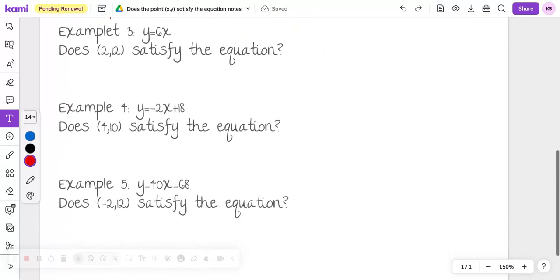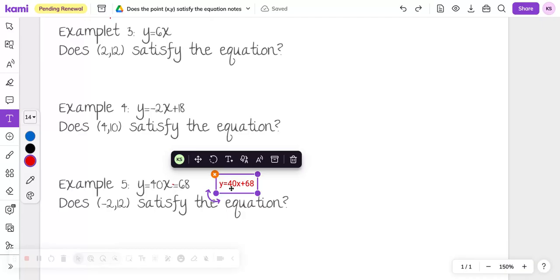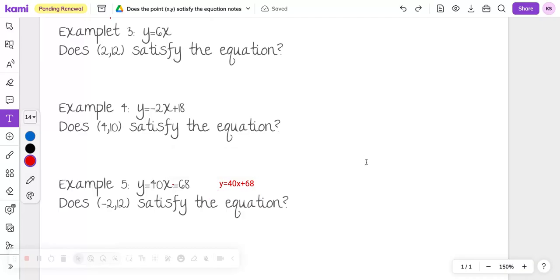If you finish those, please check with the sub or Mr. Music, and they will get you the practice page that goes along with this. One correction I want to make is, down here it says y equals 40x equals 68. That was a typo. I want you to put it as y equals 40x plus 68. And then use the point -2, 12 and see if it works.